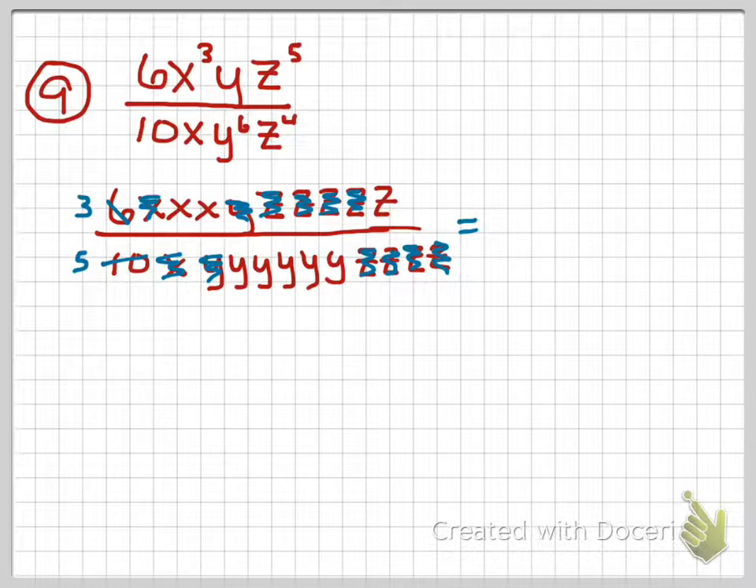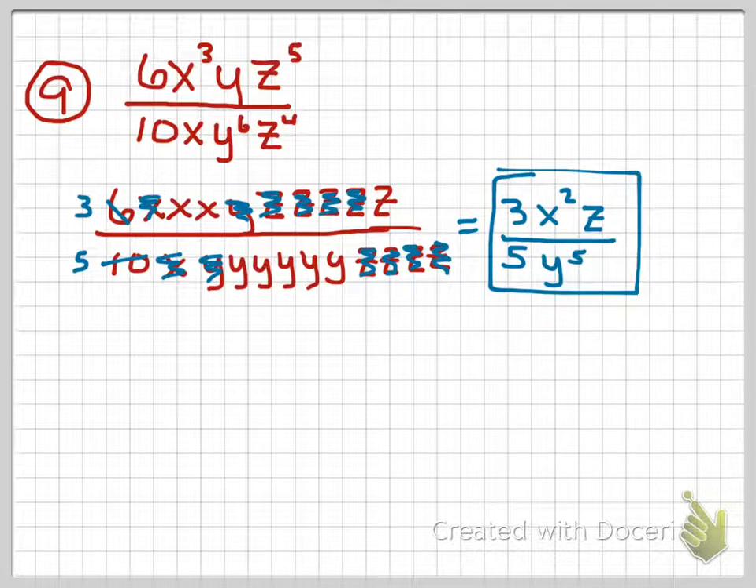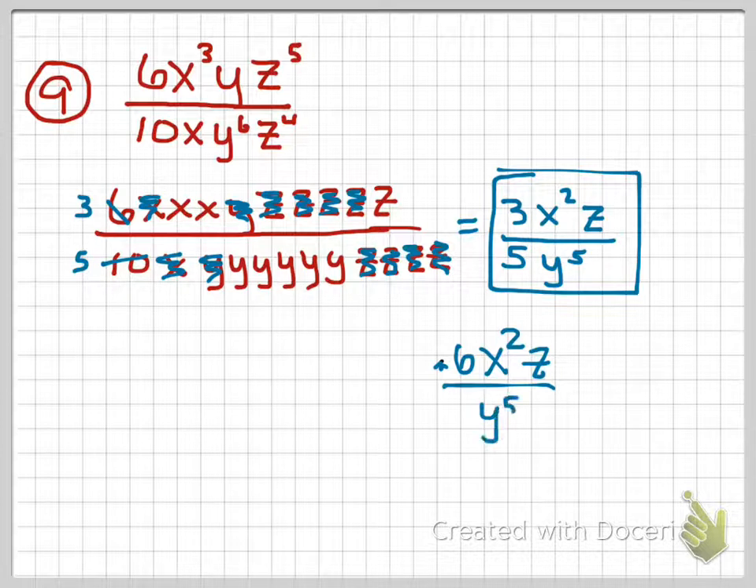Then my last thing would be to reduce my numbers. I know that 2 goes into 6 3 times and 2 goes into 10 5 times. So it looks like my final solution here is going to be 3x squared z, that's what's left in my numerator, and 5y to the 5th in the denominator. Now I know in my class a number of people answered this as 0.6x squared z all over y to the 5th. And I accepted that answer, but when you're writing a fraction, you should not have a decimal mixed within a fraction. So that still should be in fraction form, which is 3/5.